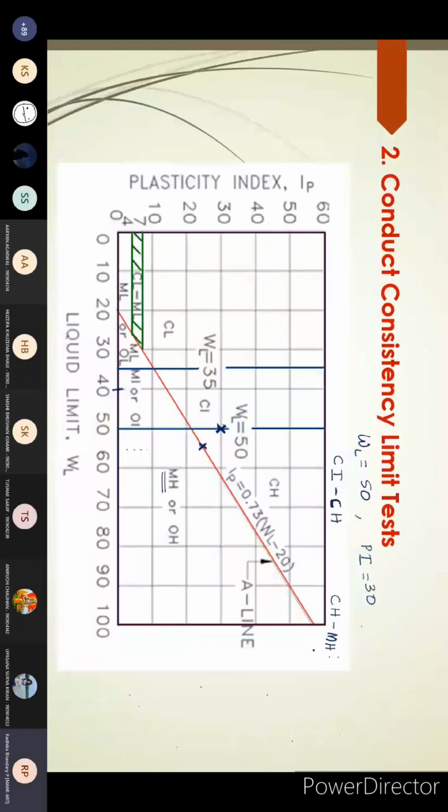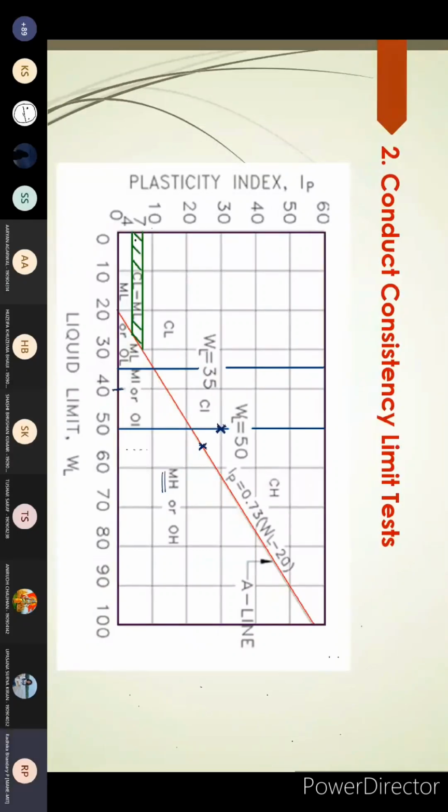Now coming to this green line. This shaded part is used mainly for coarse grained soil, where if PI is less than 4, you will get the M symbol, and if it is more than 7, it is C. Correct. So in between that you will get a dual symbol. In case it lies in this region, between 4 and 7, then you have to use the dual symbol CL-ML. That is why it is highlighted.